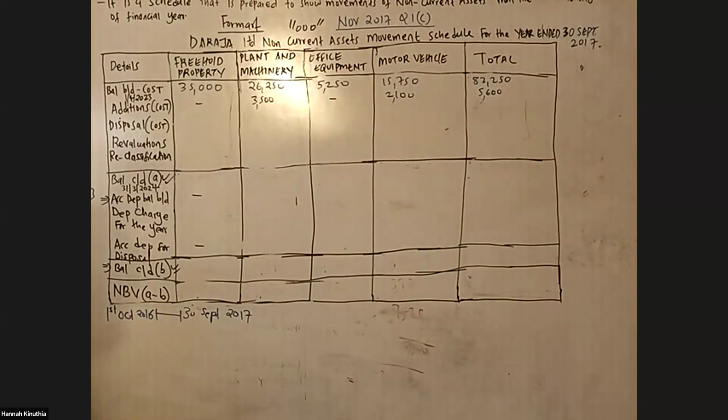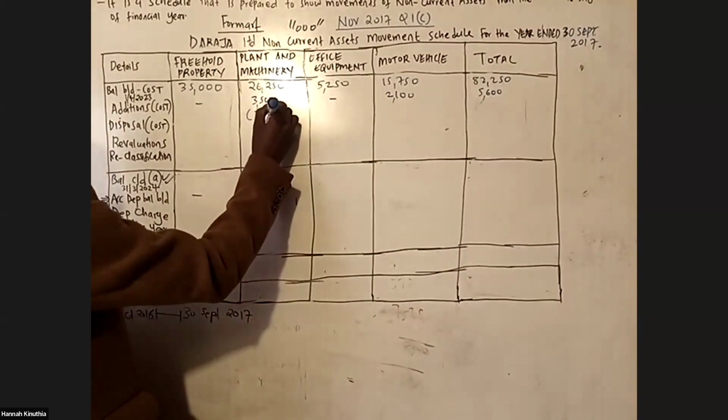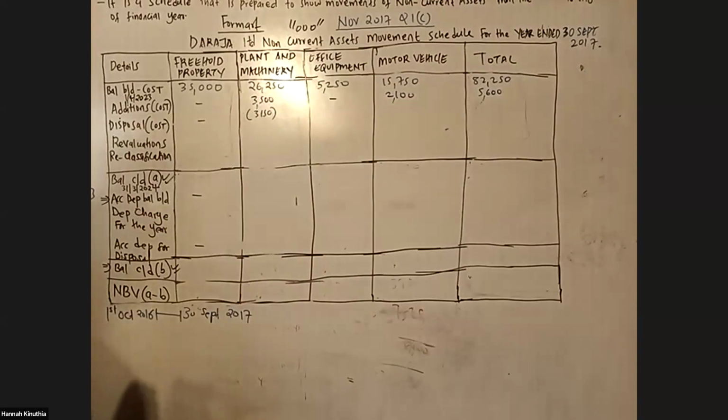Disposal. We had information about a disposal. For this one, you don't consider the date, you just take it the way it is. We had a disposal of machinery at cost of 3,150. I hope you can see that 3,150.